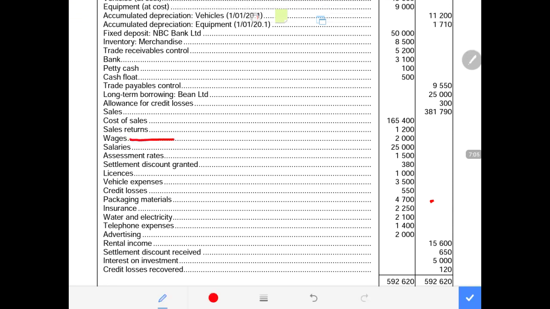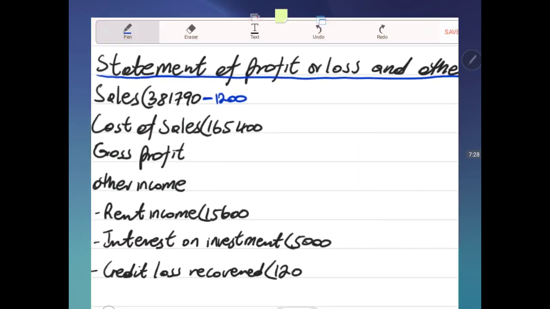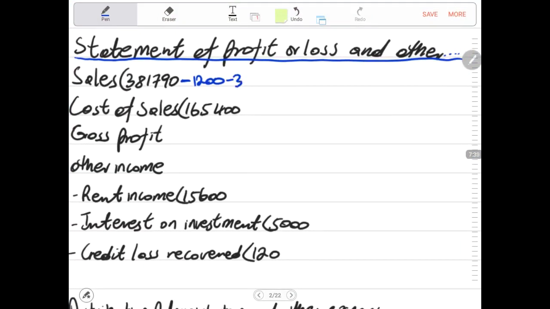We have our other incomes now. Let us look for the other items that probably affect our sales and cost of sales. We have a settlement discount that was granted, and it is 380. Now remember, a discount is when we decrease our sales. So the 380 of the settlement discount will be decreasing our sales again, because we have given a discount to the customer at the point of settlement.